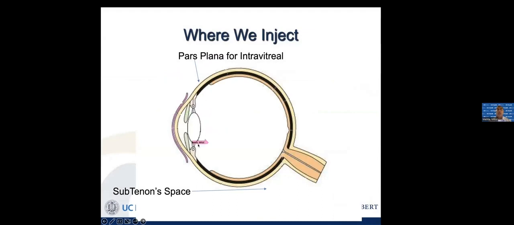Sometimes we'll give injections underneath the eye here, down in the subtenon space. And so in the subtenon space, we can get the medication underneath the eye and behind the eye. And sometimes this allows us to give steroids or larger medications that we want to last for longer periods of time in the tissues around the eye, so it slowly diffuses itself across into the retinal space, into the eye.